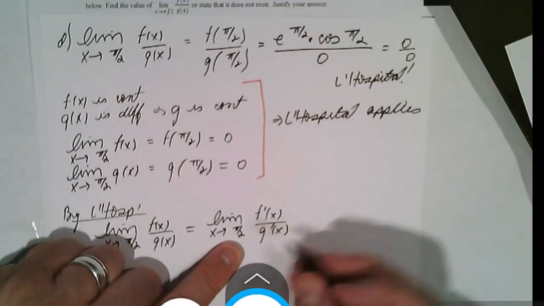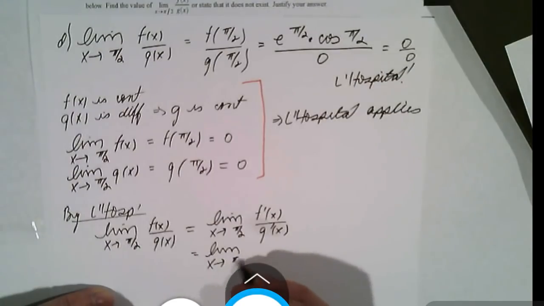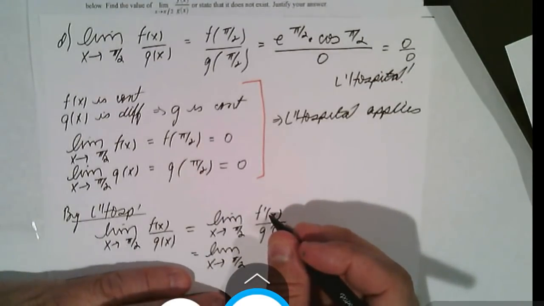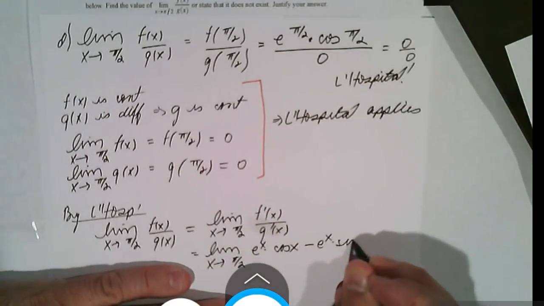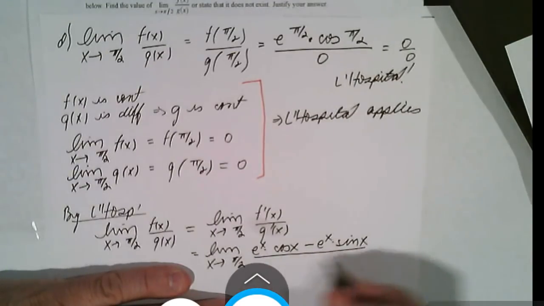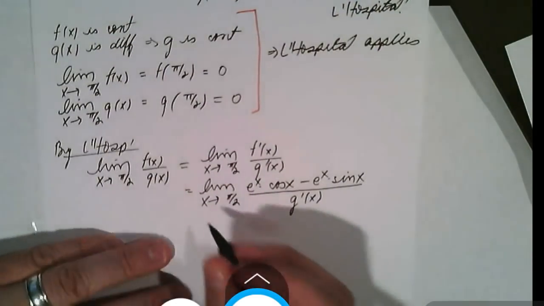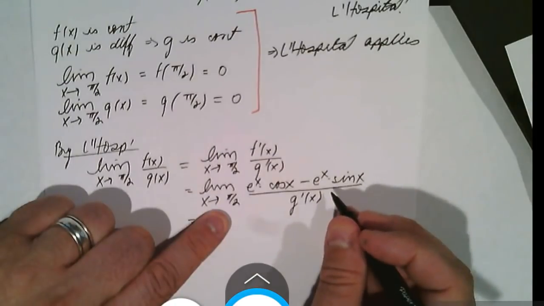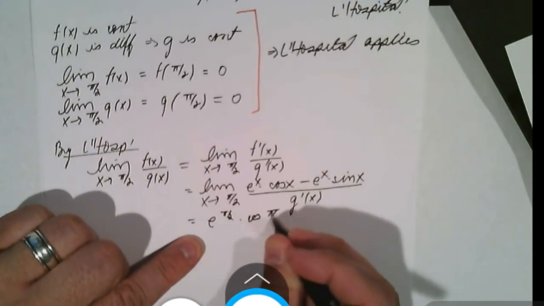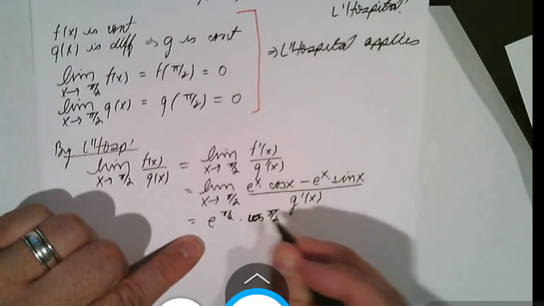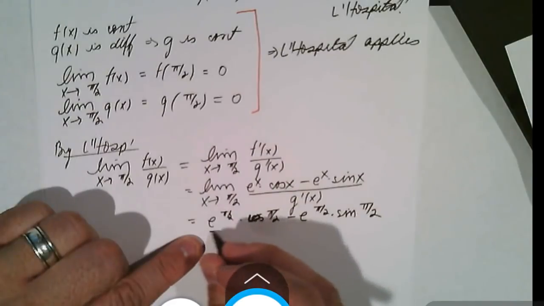Well, what do I know? F prime, well, what's f prime? We've got the limit as x approaches pi over 2. F prime we found earlier was e to the x times cosine of x minus e to the x times sine of x, over g prime. If I evaluate this limit as x approaches pi over 2 in the numerator, I get e to the pi over 2 times a really ugly cosine of pi over 2, minus e to the pi over 2 times sine of pi over 2.